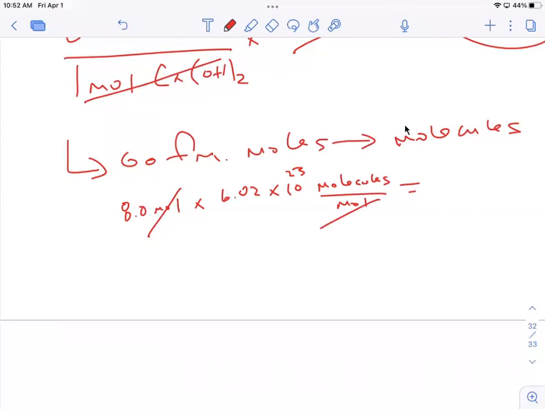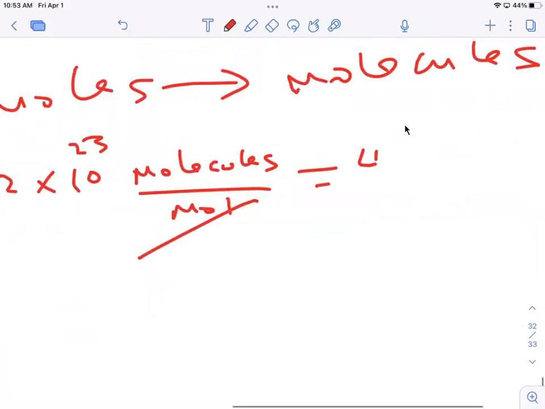No, let me take it back. 8 times 6 is 48. So we're looking at 4.8 or 4.9 or something like that times 10 to the 24th. I got 4.82 times 10 to the 24th. All right, good.